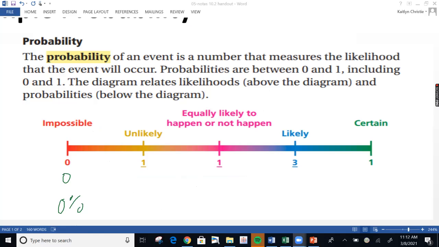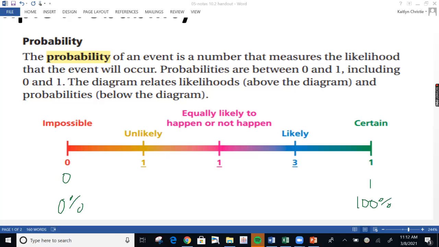So we just did impossible. Let's go on the other end of the spectrum to certain. So if I'm flipping a coin and I say I'm going to either flip a heads or a tails, that is certain. I'm either going to flip a heads or a tails. That is a 100% chance of that happening. So as a fraction, that is 1. As a decimal, that is also 1. And as a percent, that is a 100% chance.